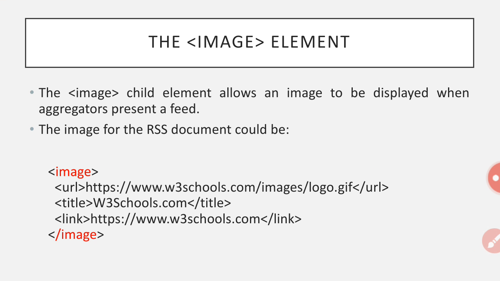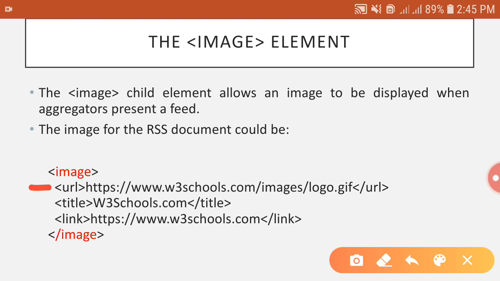And the next optional child element of the channel element is the image element. The image child element allows an image to be displayed when aggregators present the feed to users. When aggregators present a news feed or other feed to the user, the image is displayed if you use this image element. The image element has three required child elements: URL, title and link.